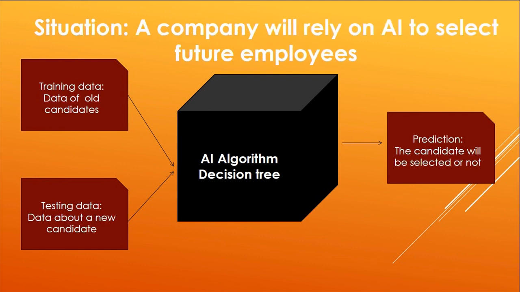A company chose to fully rely on artificial intelligence to recruit a new candidate. The training data contains all the data of all the previous candidates, whether they were accepted or not. After making the training part, the system will accept the data of a new candidate and will decide if that person will be accepted or not in the company.